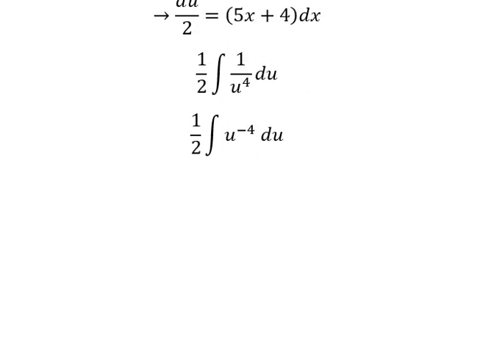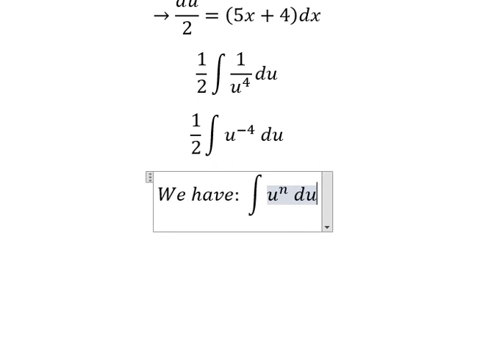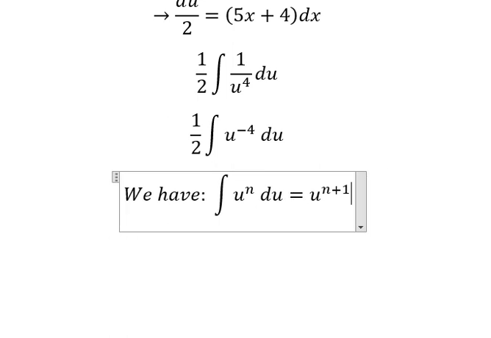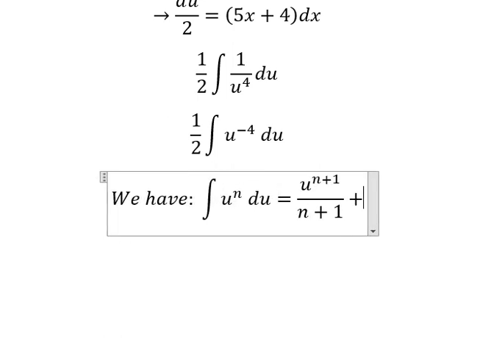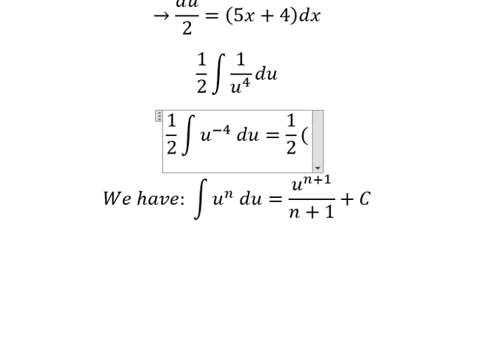Next, we have the formula in here. The integration of u to the power of n du, we have u to the power of n plus 1 over n plus 1. And I will put c. Now we can apply the formula in here.